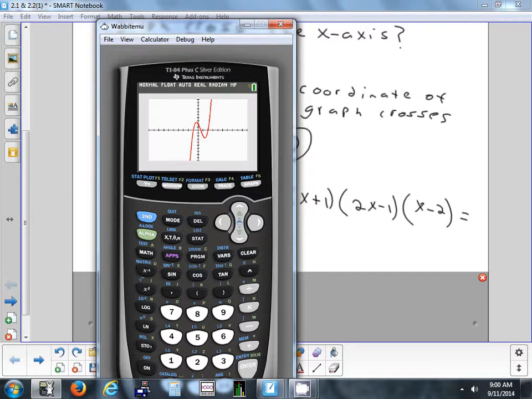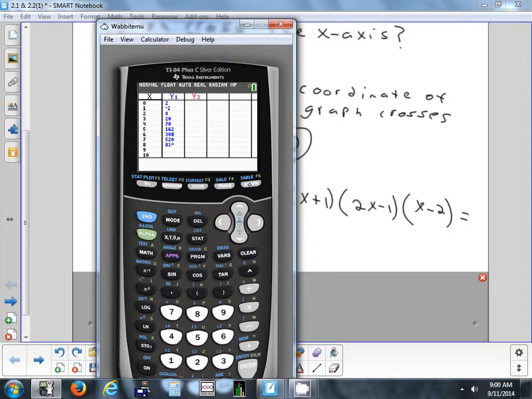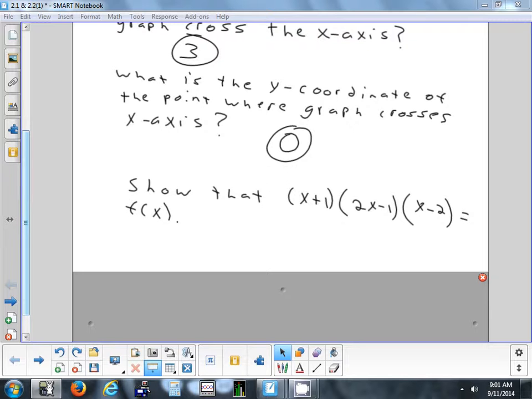Does it look like it's the same equation? Yeah, pretty much it looks the same. If you go to second table, you could look at some of the values for x and see what they come out to for y. It looks like they're all coming out the same. But again, that still doesn't prove they're the same. But in this case, I am telling you, they are.